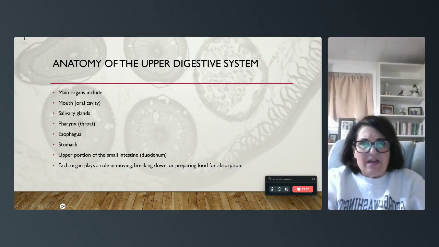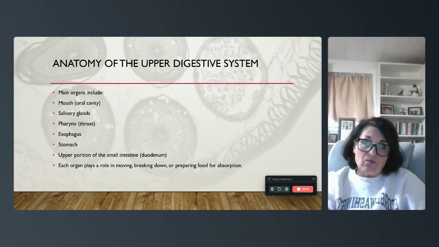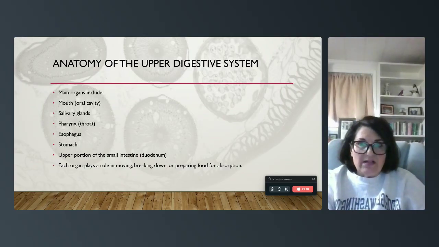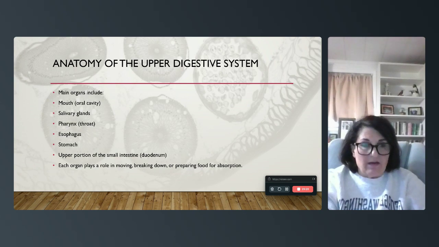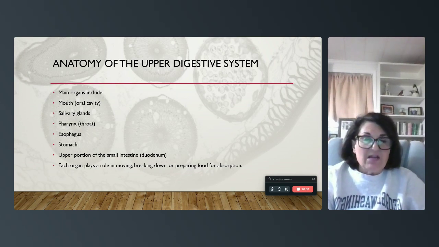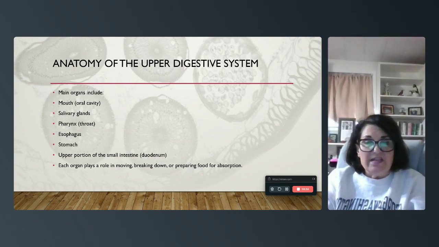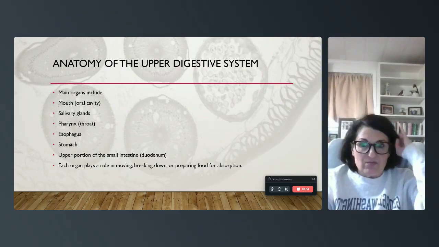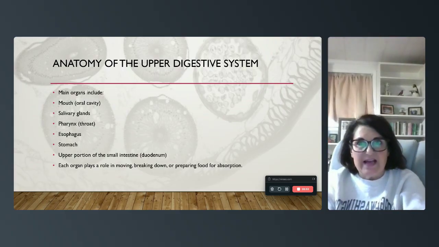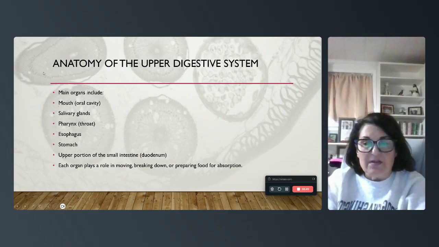The anatomy of the upper digestive system. The main organs include the mouth, that's also known as the oral cavity, salivary glands, the pharynx, it's also known as the throat, the esophagus, the stomach, and the upper portion of the small intestine called the duodenum. Each organ plays a role in moving, breaking down, or preparing food for absorption. So each one of these has a task that involves getting the food in the body, moving through it, breaking it down, and how the body can absorb it.